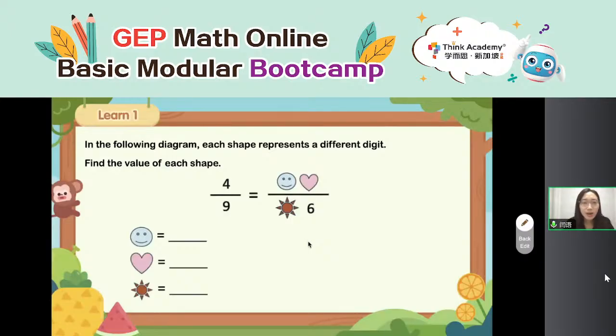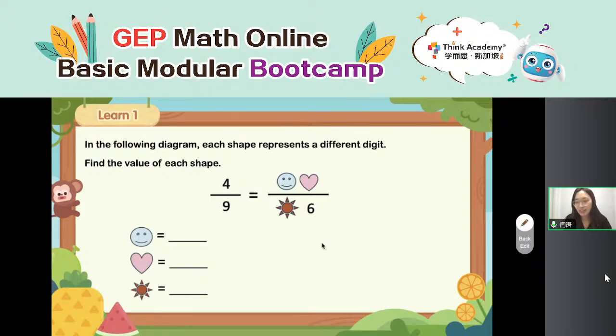In the following diagram, each shape represents a different digit. Find the value of each shape. Wow, is it hard? I see some students say, okay, teacher, I want to give up. I don't like smiling face. I don't like heart shape. I don't like the sun shape. And then I just want to say bye-bye, right? No, actually, this question is super easy.